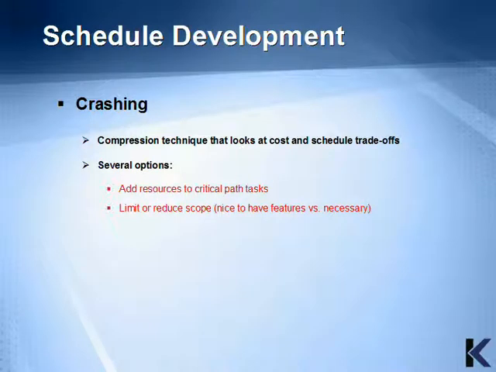Crashing the schedule is a compression technique that looks at cost and schedule trade-offs. Several options here are either to add resources to critical path tasks or to limit or reduce scope. If you're looking to limit or reduce the scope, you'd probably review those features that are either necessary versus the nice-to-haves.